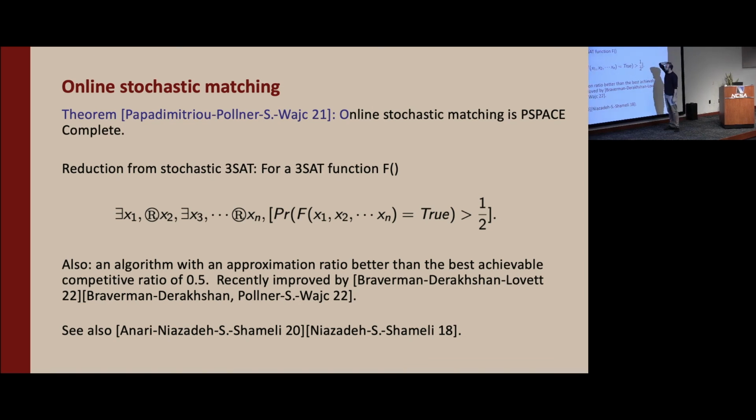With Christos Papadimitriou, Tristan Polner, and David White, we showed that online stochastic matching is PSPACE-complete. So it's a little bit harder than NP-hard problems. But it's possible to approximate it. So we gave an algorithm with approximation ratio strictly better than the best achievable competitive ratio of 0.5.